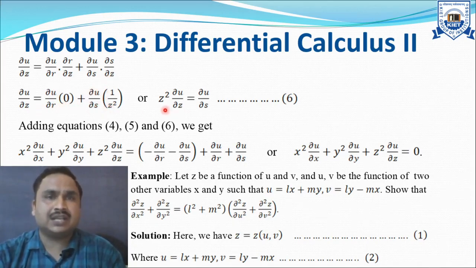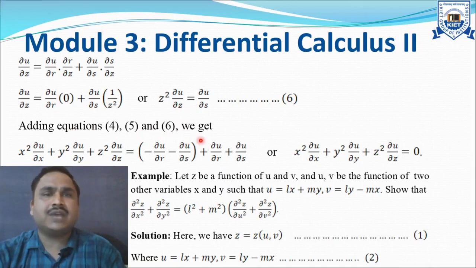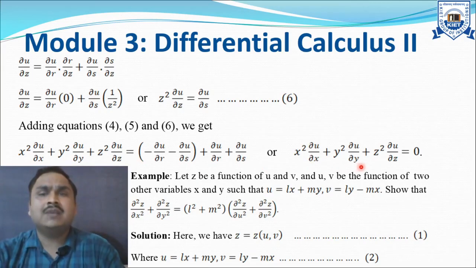On simplification, we get z square del u by del z equals del u by del s. So adding equations 4, 5 and 6, we get x square del u by del x plus y square del u by del y plus z square del u by del z is equal to minus del u by del r minus del u by del s plus del u by del r plus del u by del s. From here it is clear that on simplification we get x square del u by del x plus y square del u by del y plus z square del u by del z equals 0.